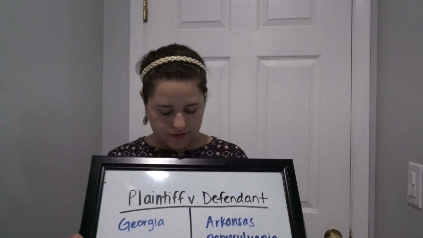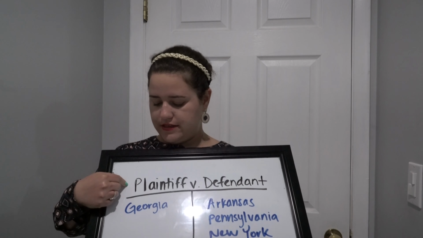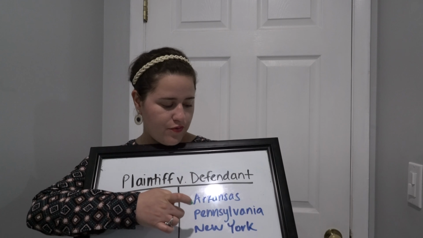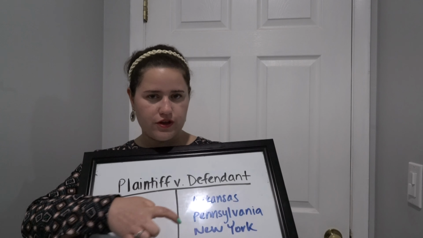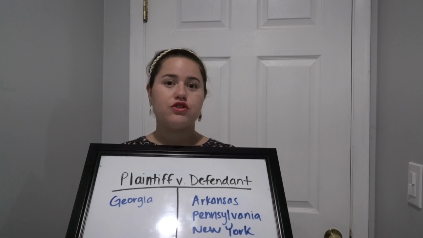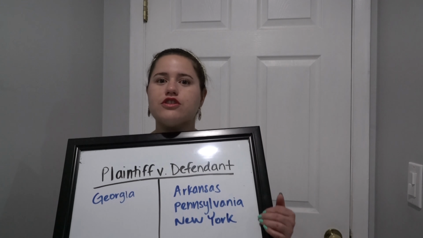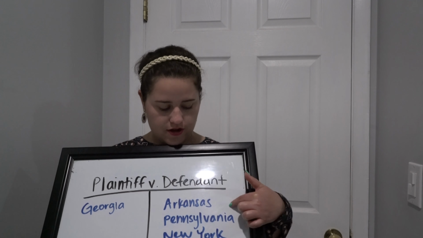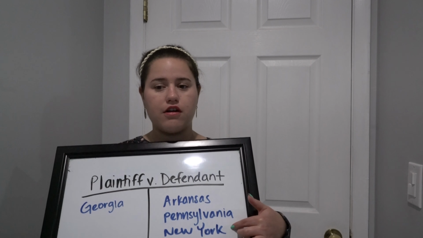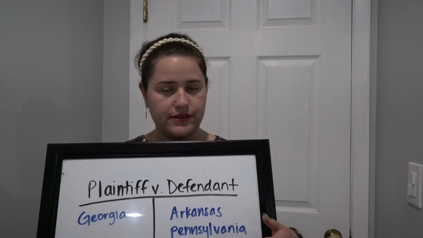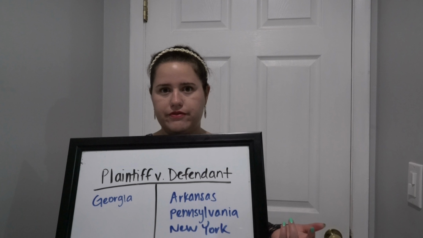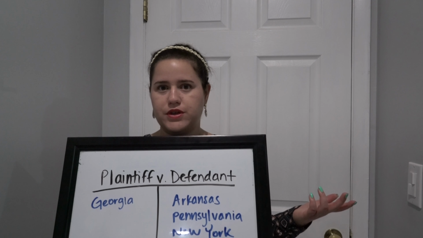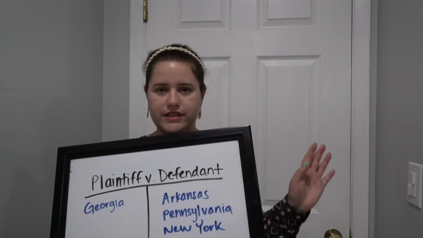Example time! So we have the plaintiff is from Georgia, and then we have three defendants. One is from Arkansas, one is from Pennsylvania, one is from New York. We are just looking at venues. So these are where these individuals are domiciled. That means that venue can be proper in Arkansas, Pennsylvania, and New York. All of the defendants do not need to reside in the same state. If, let's say, they all resided in Arkansas, then Arkansas would be proper venue three times around.